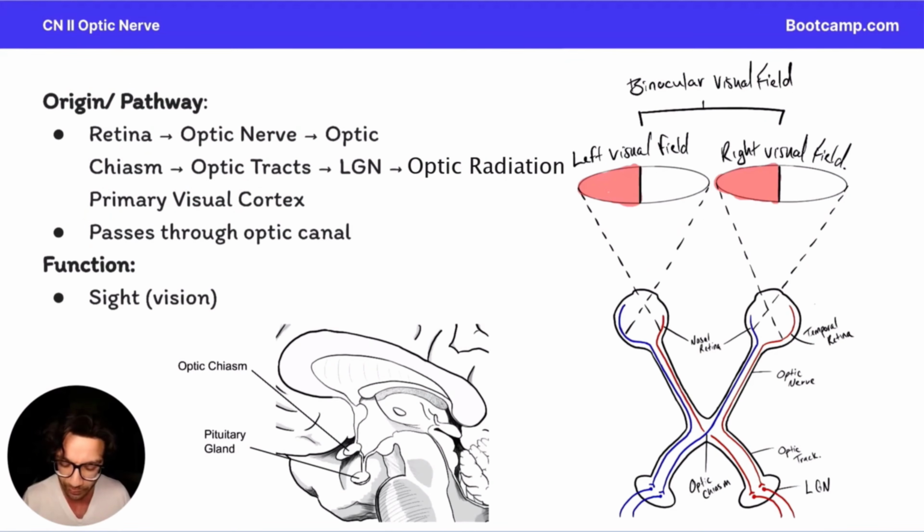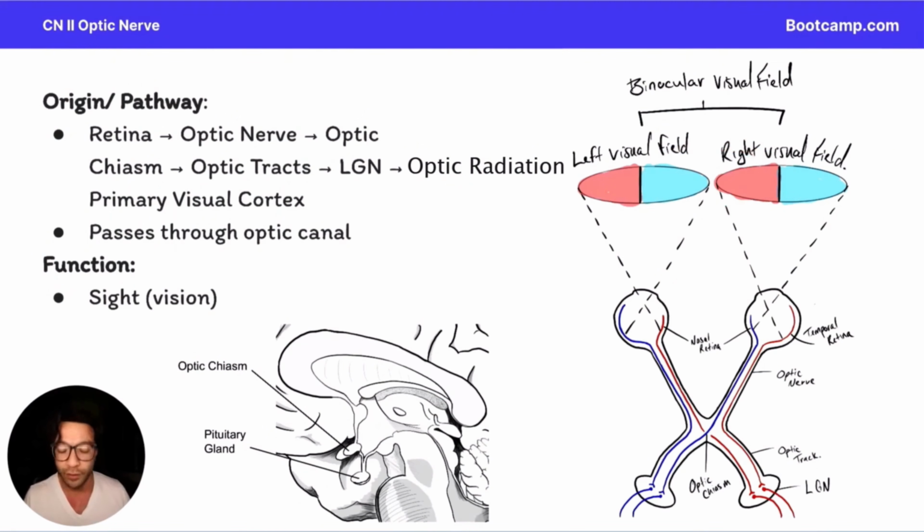So we have our temporal retina picking up this nasal visual field information, and our nasal retina picking up this temporal visual field information. And in real life, these two nasal visual field areas actually overlap, and this is known as the binocular visual field. So these can almost be counted as one because of their overlap.